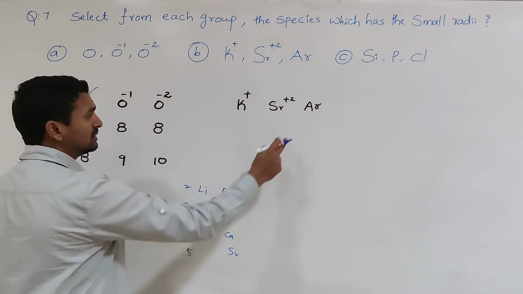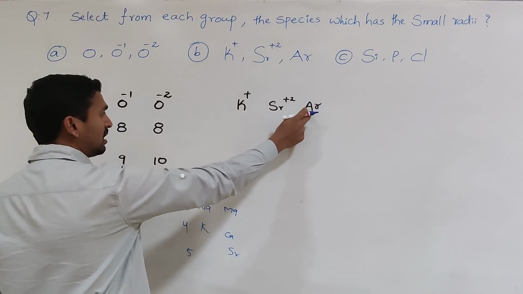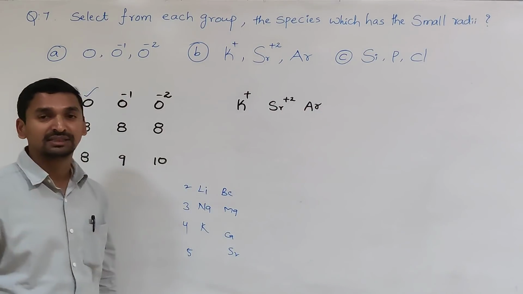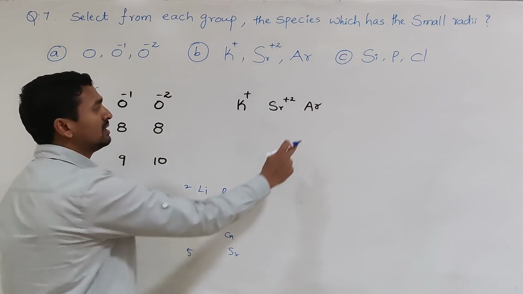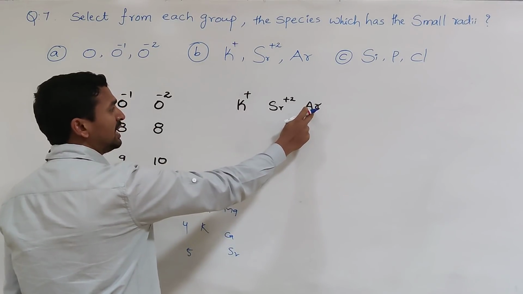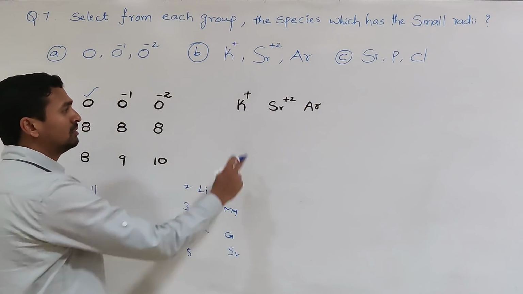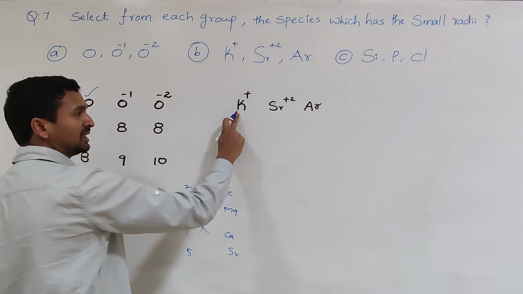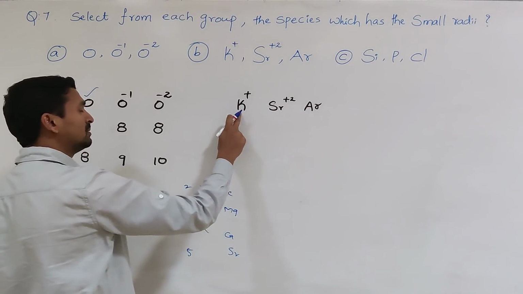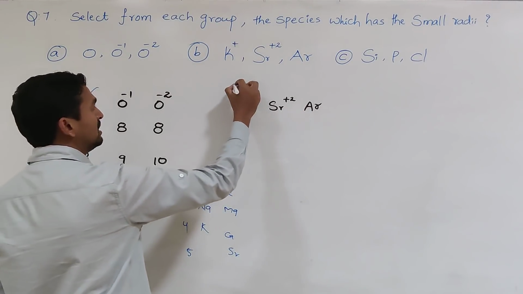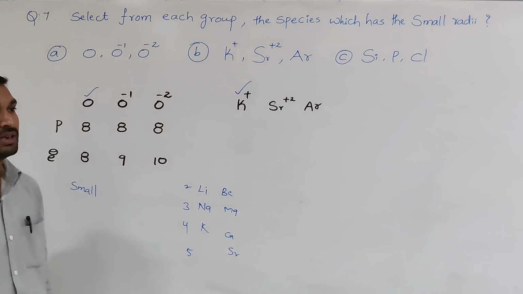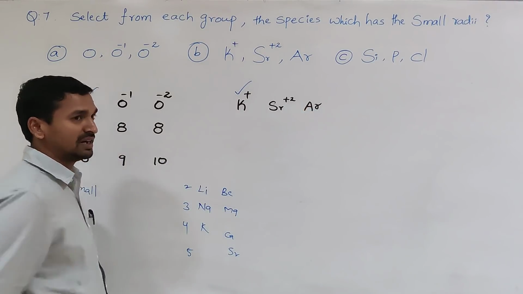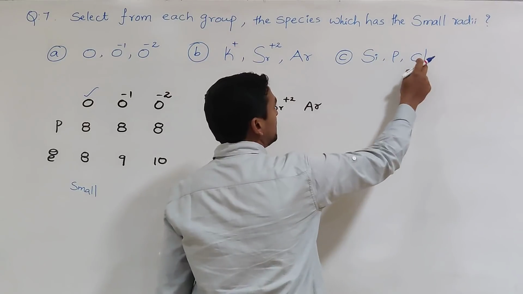And argon definitely belongs to the third period, potassium belongs to the fourth period. But in the case of argon, we consider the van der Waals radii. That's why argon is said to have a larger radius than potassium. So potassium plus is smaller in size than strontium plus 2 and argon. That's why the answer is potassium plus, because even though argon belongs to the third period, we consider the van der Waals radii. And then the third one: silicon, phosphorus, chlorine.